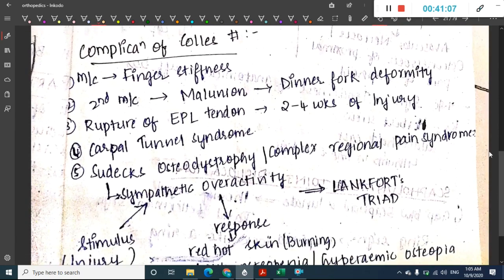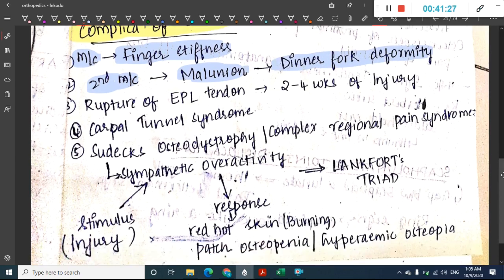Now let us learn about the complications of Colles fracture. What is the most common complication? Finger stiffness. What is the second most common complication? That is malunion, which is nothing but dinner fork deformity, which we have already seen. Then the next complication is rupture of extensor pollicis longus tendon, which most commonly occurs 2 to 4 weeks after injury.